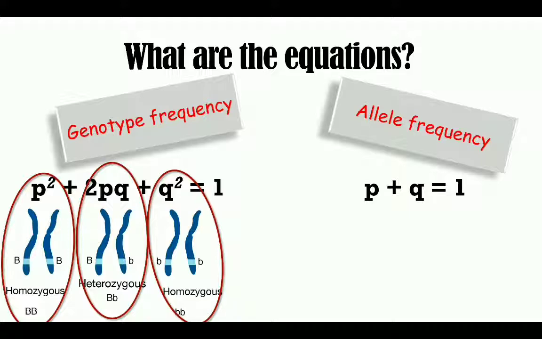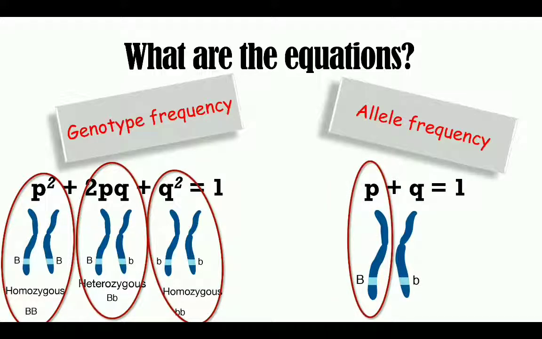When we're looking at our allele frequency, remember we're just looking at dominant or recessive, so p plus q. So p is equal to our dominant allele, q means our recessive, so we're only looking at one allele here, so we can see one chromosome.